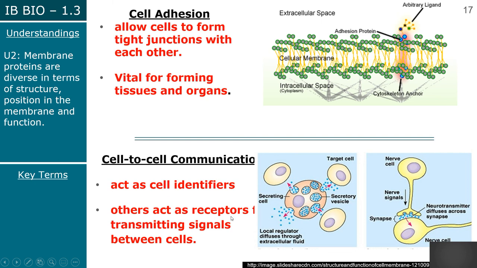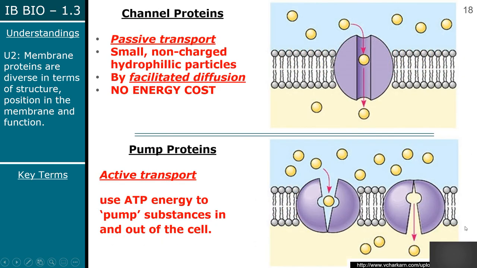They can also act as receptors to transmit signals between other cells. These would be like the receptors for nerve signals. The neurotransmitters are going to come out from one cell, be identified on a neighboring cell through these cell-to-cell communicator receptors, and again pass on the signal to that cell.